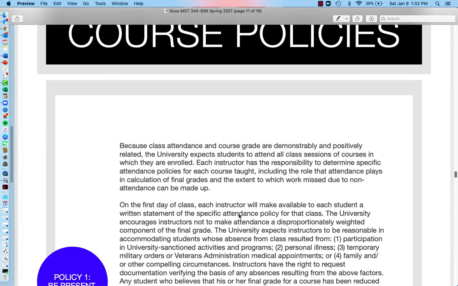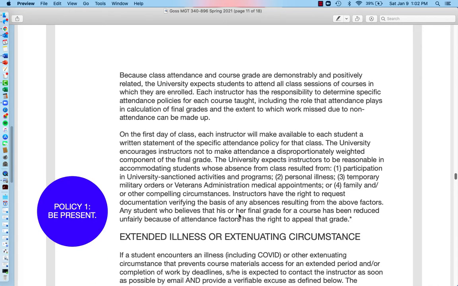Now let's talk about course policies, of which I really have 4. Now a lot of this is very detailed, but again, remember a lot of this is also coming from the university, not just from me. So understand that a lot of this is university sanctioned.